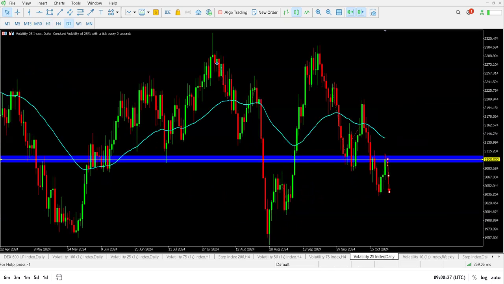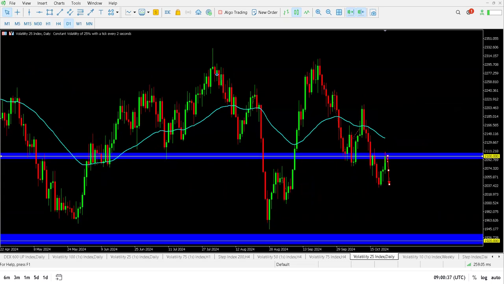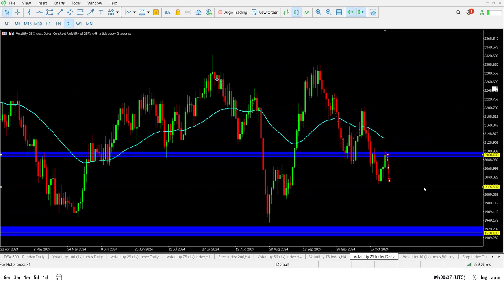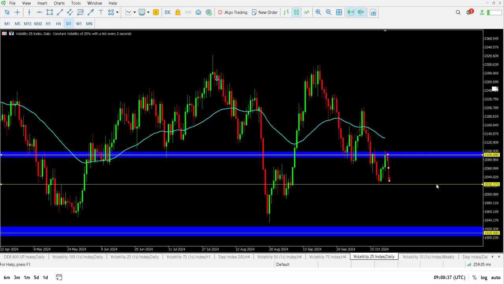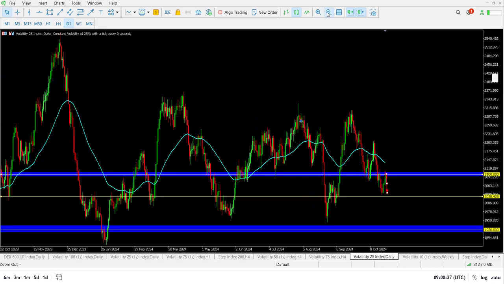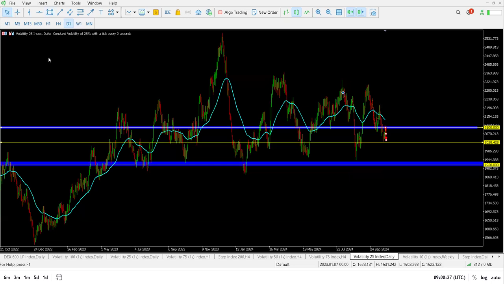So that is that for volatility 25 index. However, I would have myself a first level take profit target somewhere around here. As you can see from the daily time frame, we're having daily key levels right here. Again, I wouldn't want to be too optimistic to set my take profit targets right here.